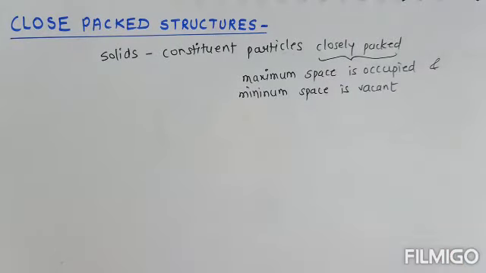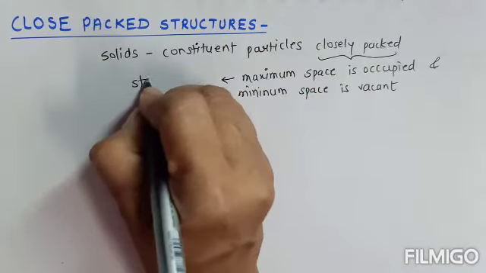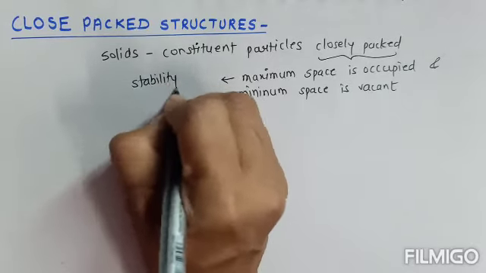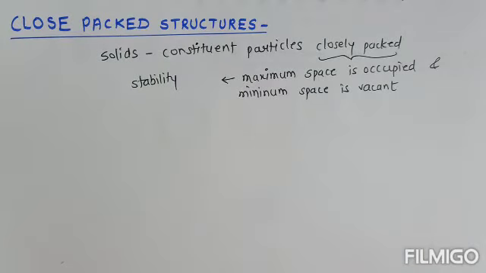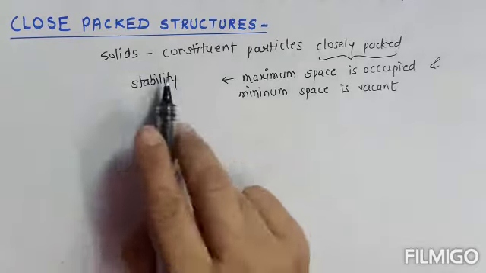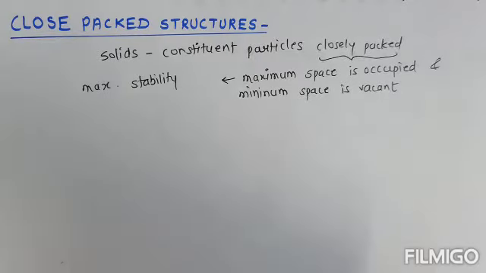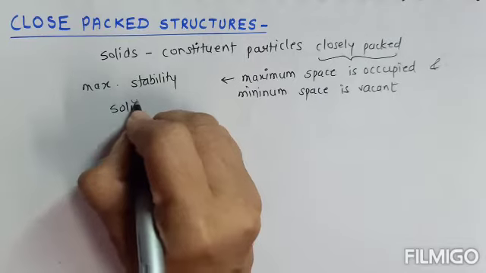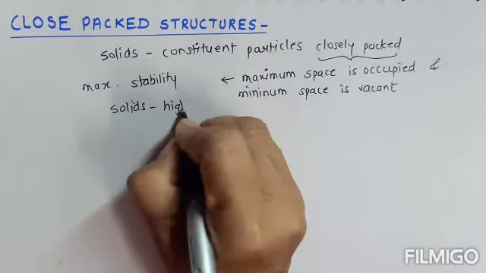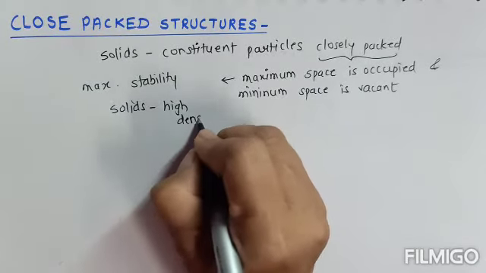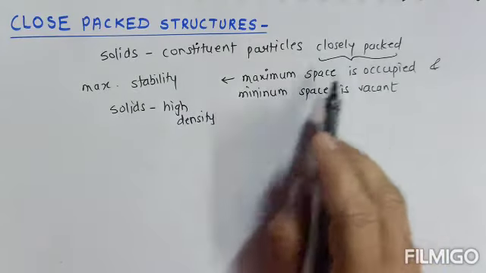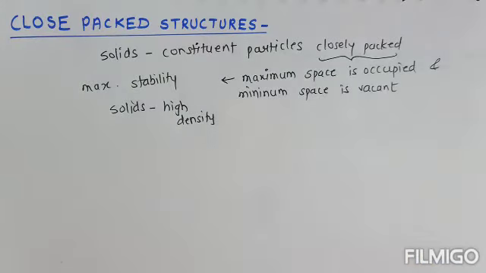Now when maximum space is occupied by the constituent particles, it leads to stability. And therefore most solids try to acquire an arrangement where the maximum space is occupied, or the constituent particles are tightly packed. This is also the reason why solids have high density, because of the close packing, or because of the maximum space getting occupied by the constituent particles.